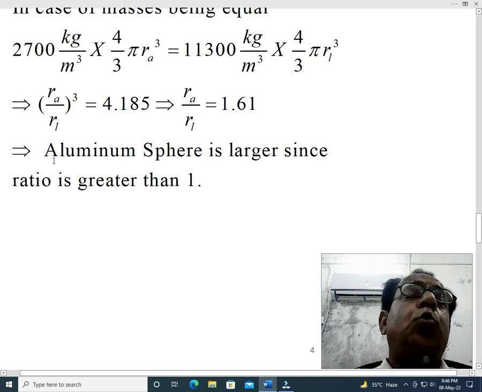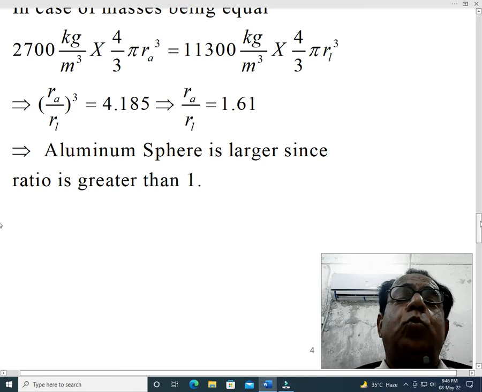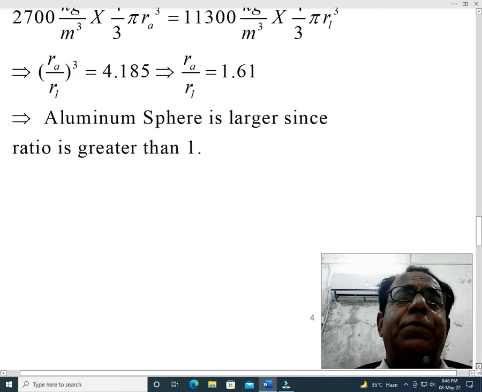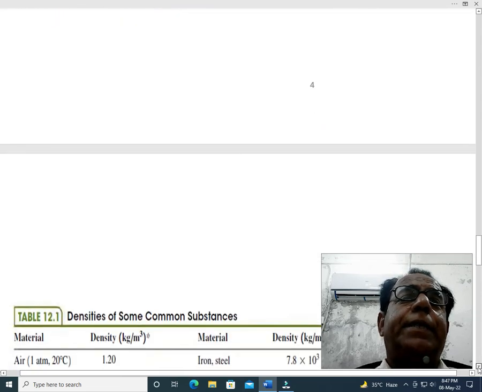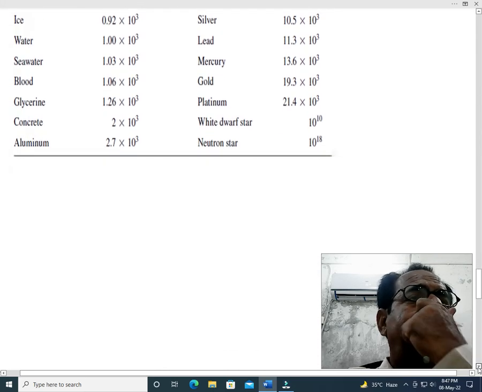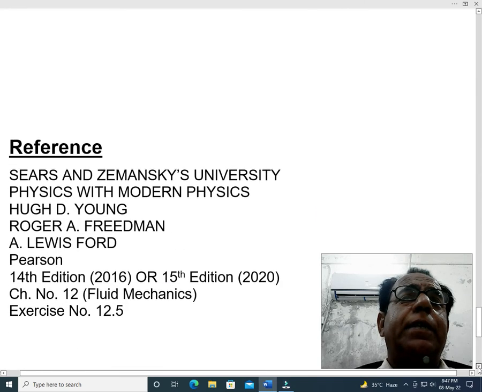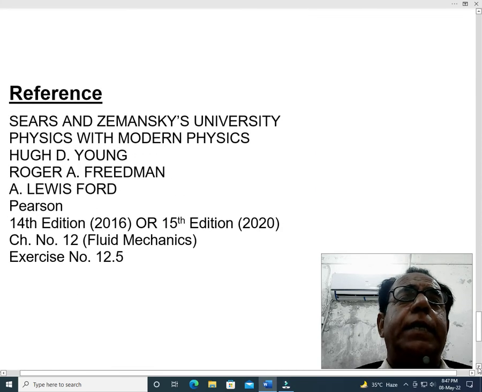So what does this imply? This greater than unity fact implies that the aluminum sphere is larger since the ratio is greater than 1. This was to be answered and we have successfully reached the conclusion. This table we have already discussed, which was only for the densities of lead and aluminum.